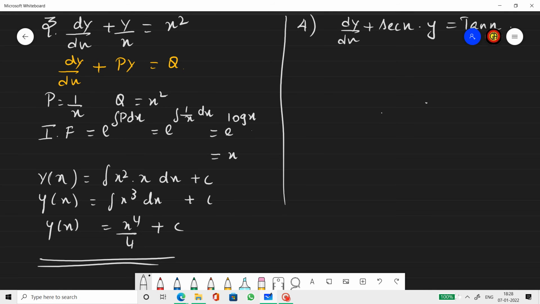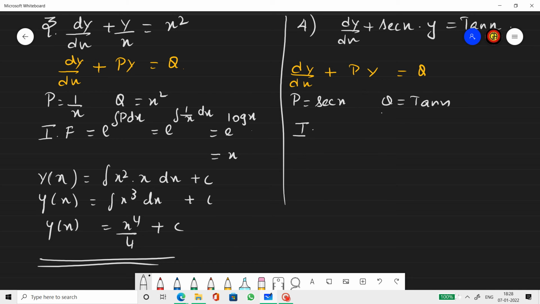Fourth question, everything in dy by dx form. So here also dy by dx plus py equals q. I said in the beginning, p and q must be in terms of x. So p here is sec x, which is the coefficient of y, and q here is tan x.